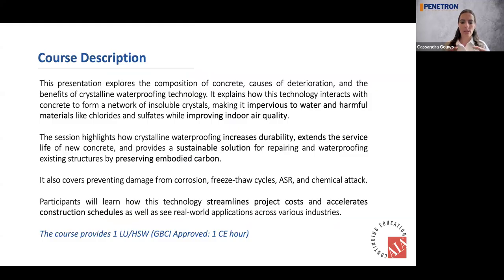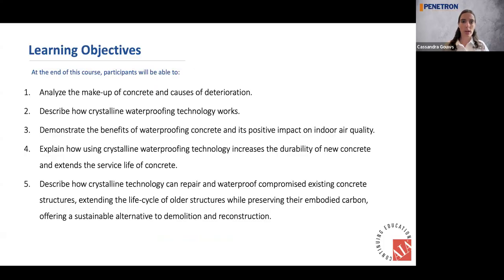Now, the course today is all about how we waterproof concrete and how we make it durable. So we'll first take a look at the composition of concrete, the main causes of deterioration, and then we'll go into actually explaining how the crystalline waterproofing technology protects your concrete, how it makes your concrete waterproof, how it makes it durable and makes it last longer. And we'll also touch on how the crystalline waterproofing technology will streamline your project costs as well as accelerate your construction schedules.